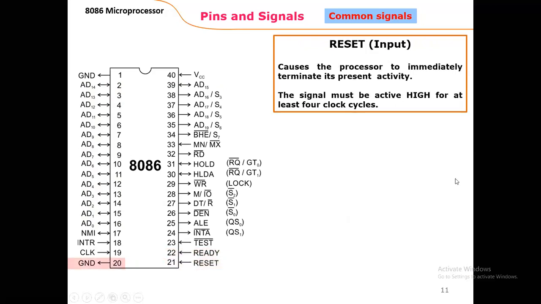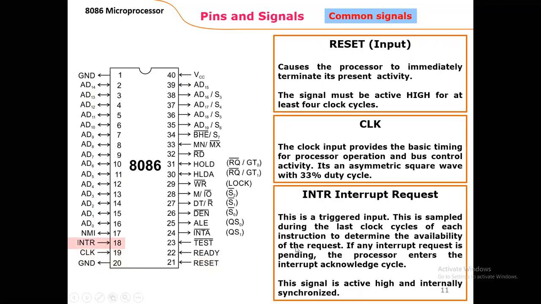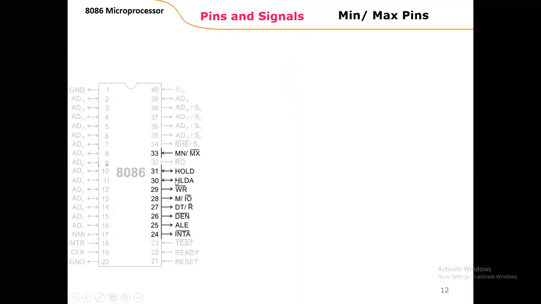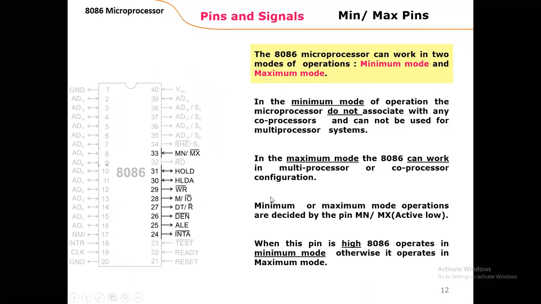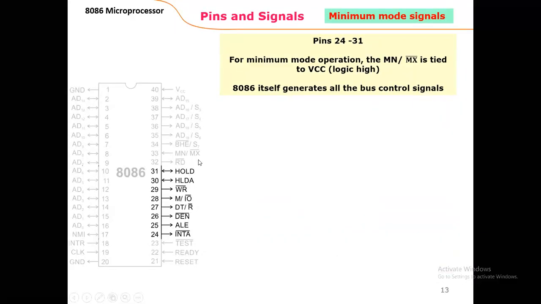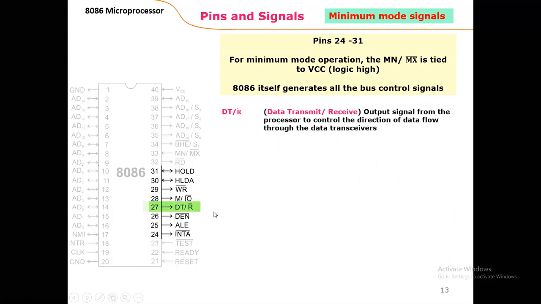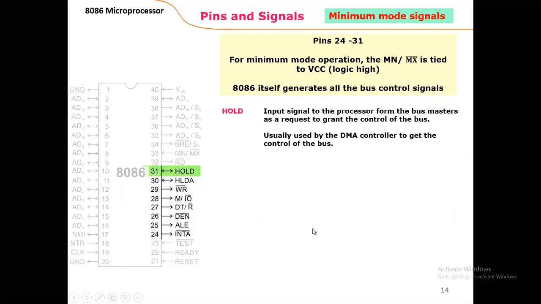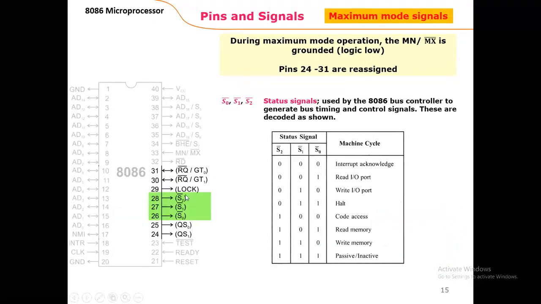Ground, clock, interrupt request, NMI (non-maskable interrupt), and VCC. This is the minimum mode pin; minimum active means this part is active. This is the minimum and this is the maximum. All of the minimum mode part has been discussed. Then this is the maximum mode.